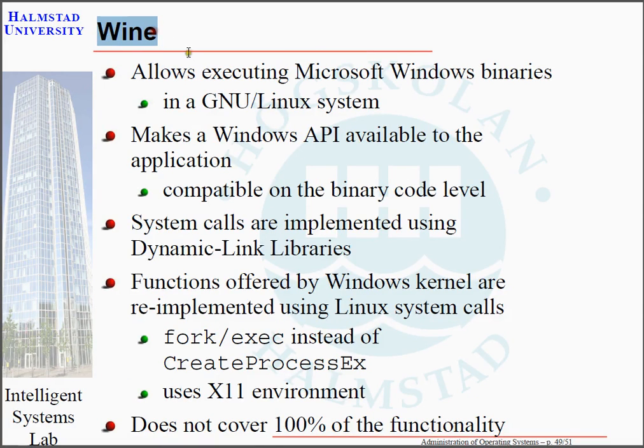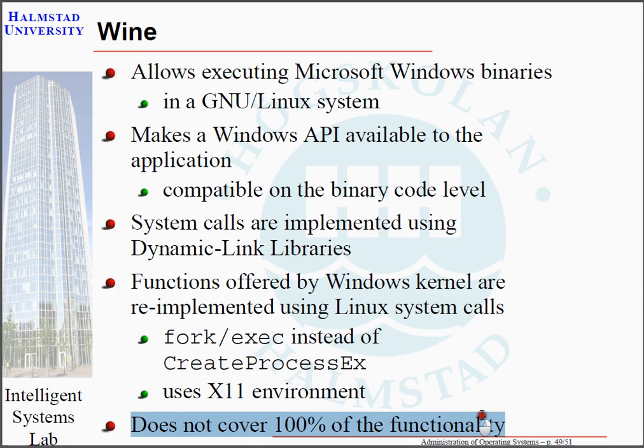And the final thing I wanted to mention today is Wine, which is a tool which allows you to execute Microsoft Windows binaries in a GNU/Linux system. So the way it works, it makes the Windows API available to a particular application, so it's compatible on the binary code level. All the system calls are implemented using dynamic link libraries. And the functions that are offered by the Windows kernel are just re-implemented using Linux system calls. So you will be using the fork-exec pair instead of CreateProcess, for example.